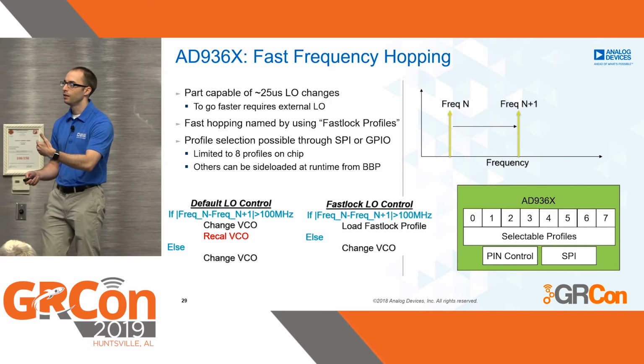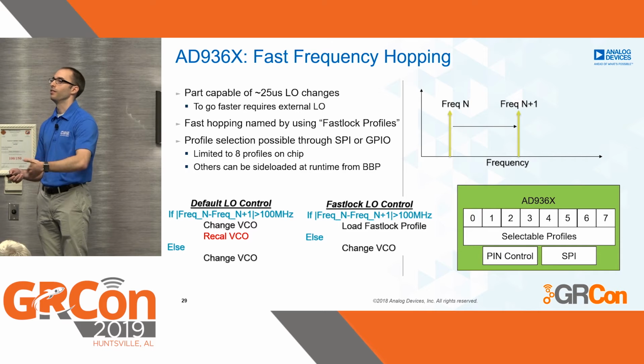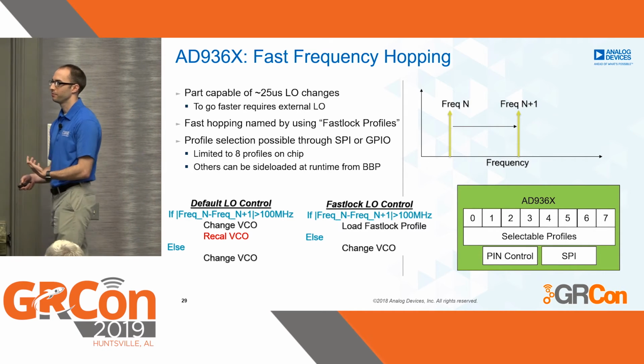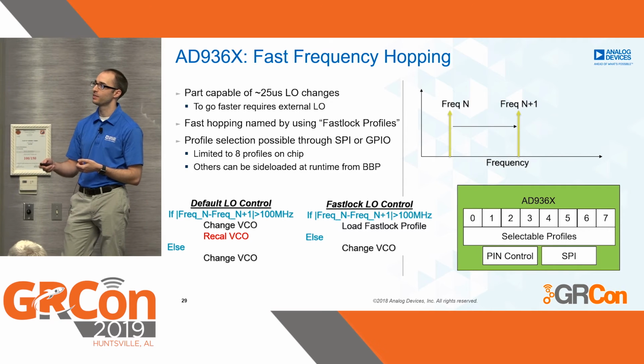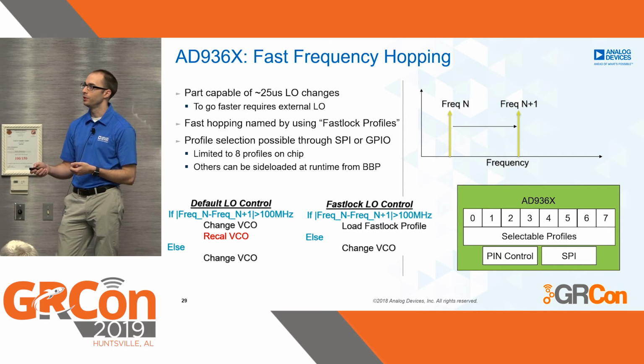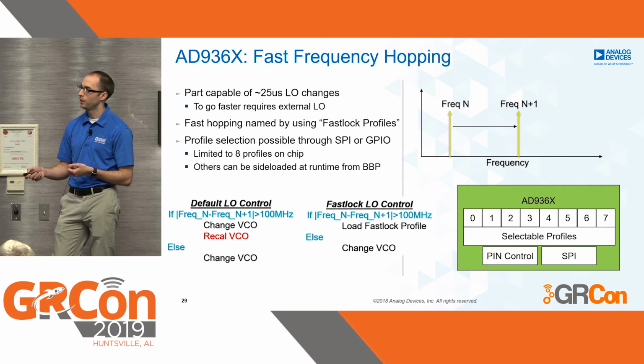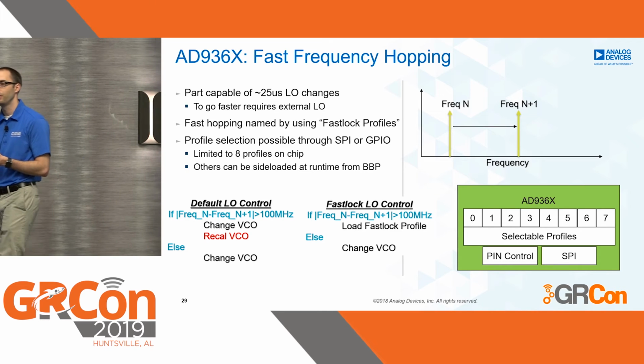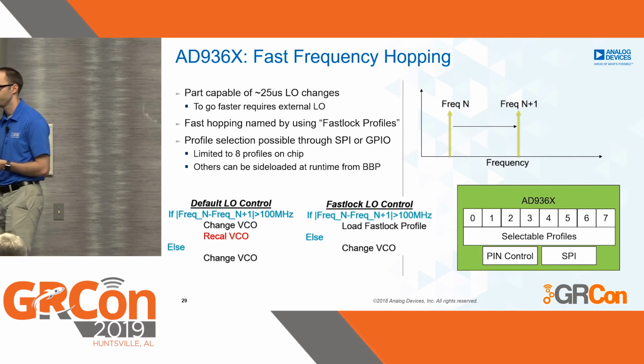And this can take a lot longer than that, hundreds of microseconds in some cases. Now, in the case of fast lock profiles, what you can do is simply save a number of these calibrations in what we call these profile registers. And then when you want to move to the next one, you simply tell the part, hey, load this profile, and it will simply change, and the LO will shift and lock in 25 microseconds.